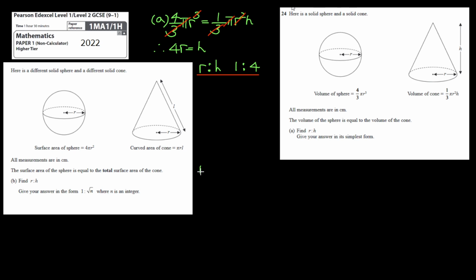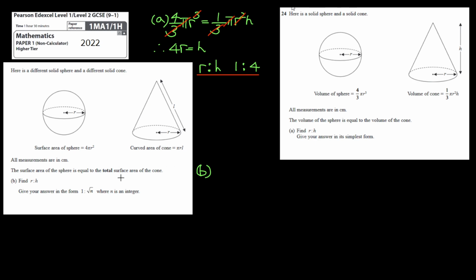Let's now have a look at part B. Part B deals with surface areas. And we've got the formulas for the surface area of a sphere and the curved surface area of a cone, so that doesn't include the base area. It tells us that the surface area of the sphere is equal to the total surface area of the cone. And they've emphasized total. Find again r to h.